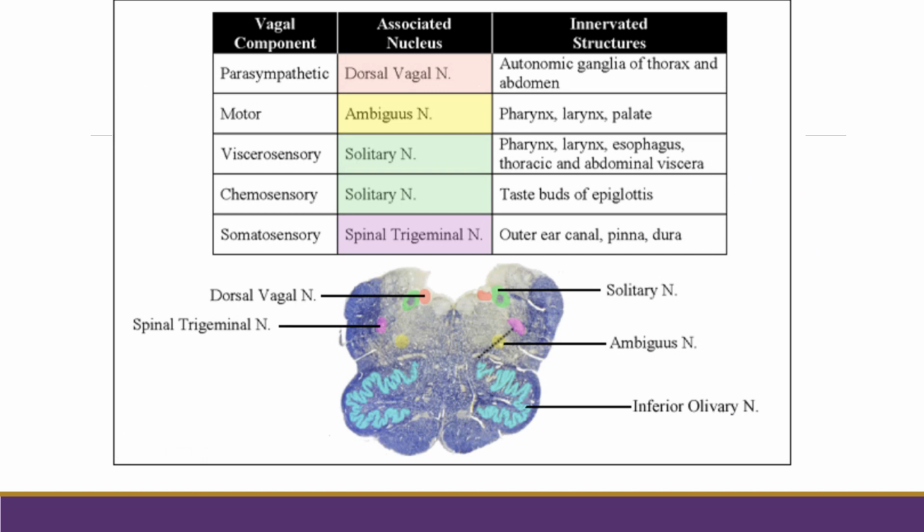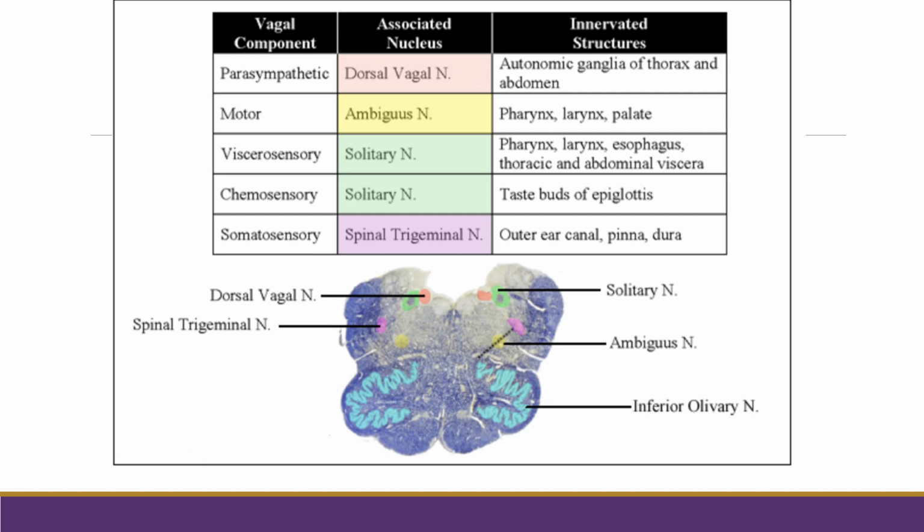Good. I like this table to explain the vagus nerve's many functions here and what's going on. So let's look at it. Vagal component on the left, associated nucleus in the middle and colored there, and then innervated structures on the right. If you look down at the picture, you can see where those areas are as well. Note the inferior olivary nucleus. We always know we're in the medulla if we can see that area there.